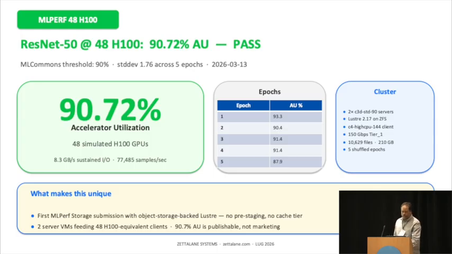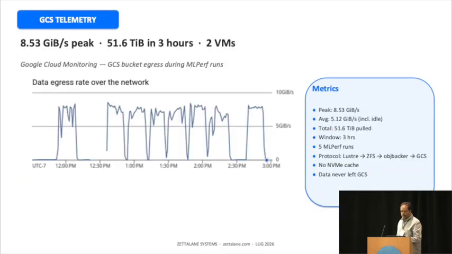On the next slide, this thing runs 5 epochs, and you could run it like 3 times. With 90% AU, that means it was only idle 10% of the time, so it has to be above 90% for a pass mark. Again, this is the proof that it was operating directly on the object storage. So no caching, nothing, right? No NVMe caching.